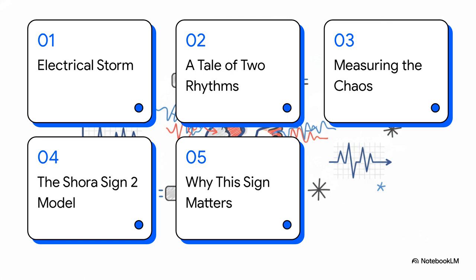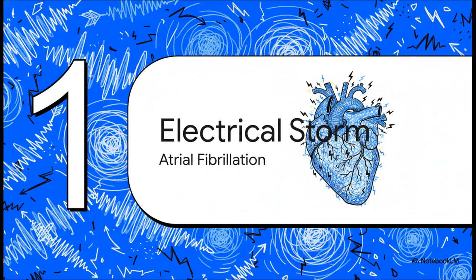First up, we'll dive into what we mean by the heart's electrical storm. Then we'll put two different heart rhythms side by side so you can see the difference for yourself. After that, we'll get into how scientists actually measure this chaos. Then we'll break down the SURE-SINUS 2 model, and finally, wrap up with why this whole thing is such a potential game changer.